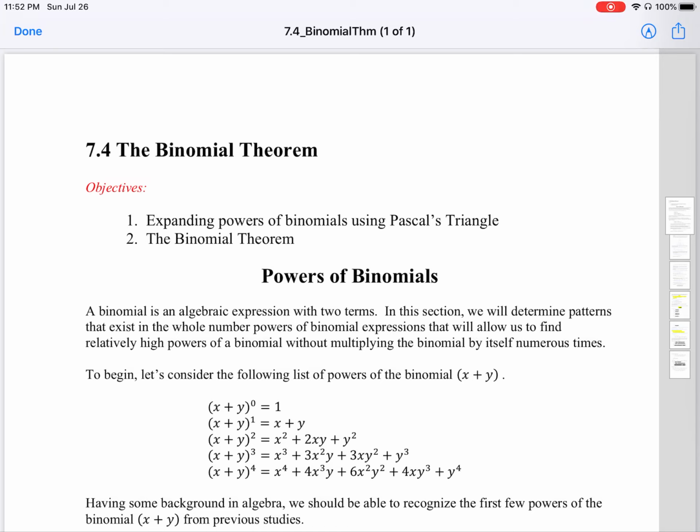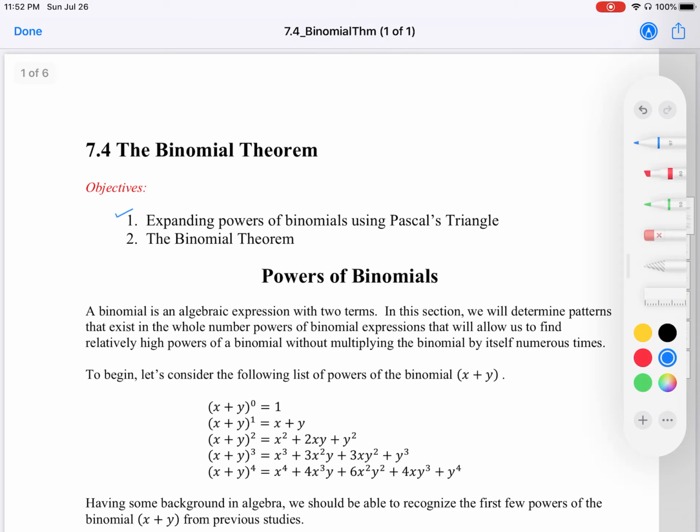Hello, let's continue with section 7.4, the binomial theorem. So the objectives are explaining the powers of binomials using Pascal's triangle and the binomial theorem.